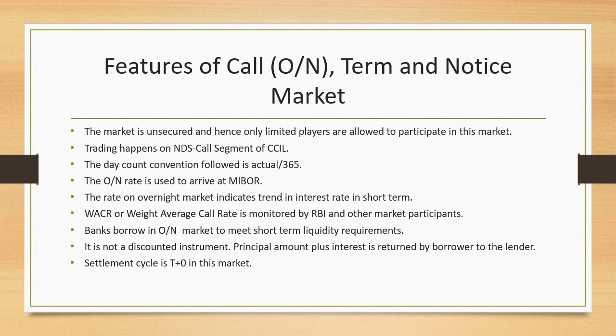Banks borrow in the overnight market to meet short-term liquidity requirements. Most of the borrowing happens for one day. However, in some cases the borrowing may get extended slightly, maybe for 3-4 days and mostly up to 14-15 days. You will not see many borrowings happening for 100 days or 80 days or 70 days. So effectively, the utility of the market is more in terms of the overnight market. It is not a discounted instrument. So this is very clear. Like a treasury bill is a discounted instrument, this is not a discounted instrument.